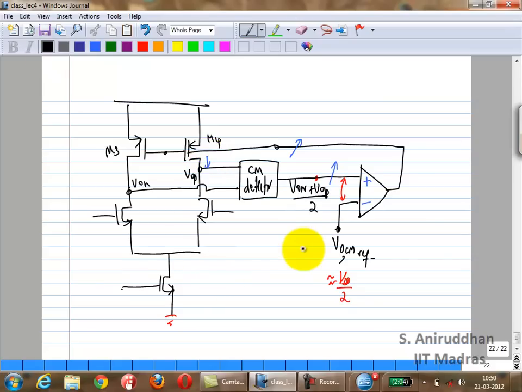Okay. So this kind of circuit works well. Yes. Gate side voltage decreases, right? It's a PMOS. Okay, let's come to this common mode detector. What kind of circuit would you use?